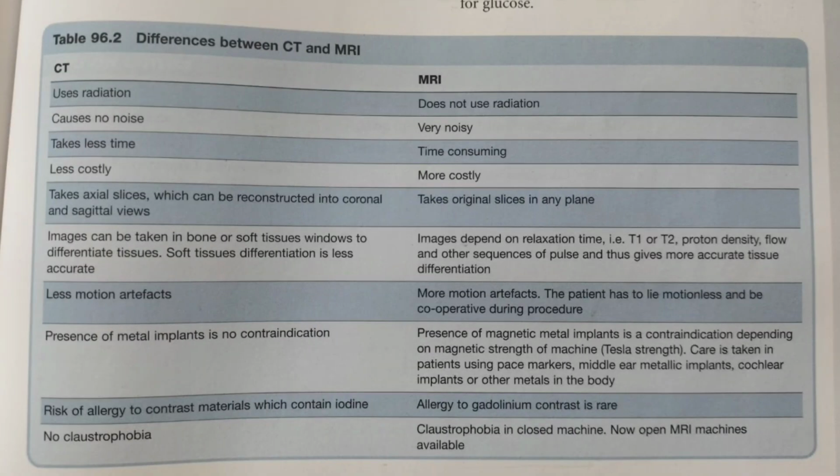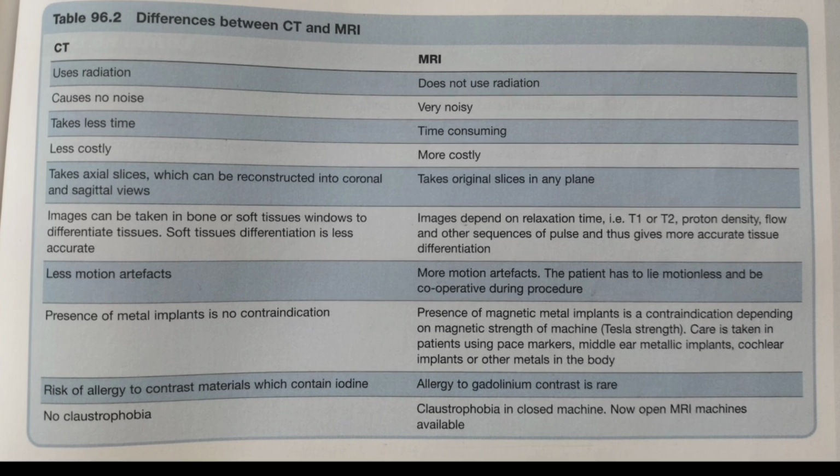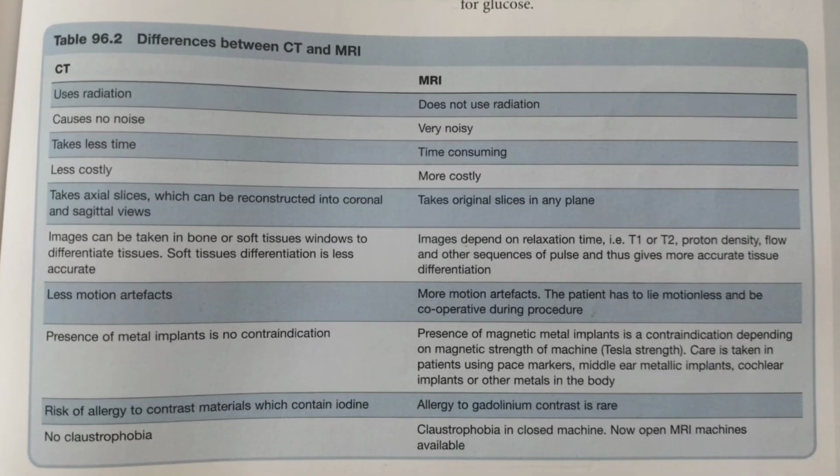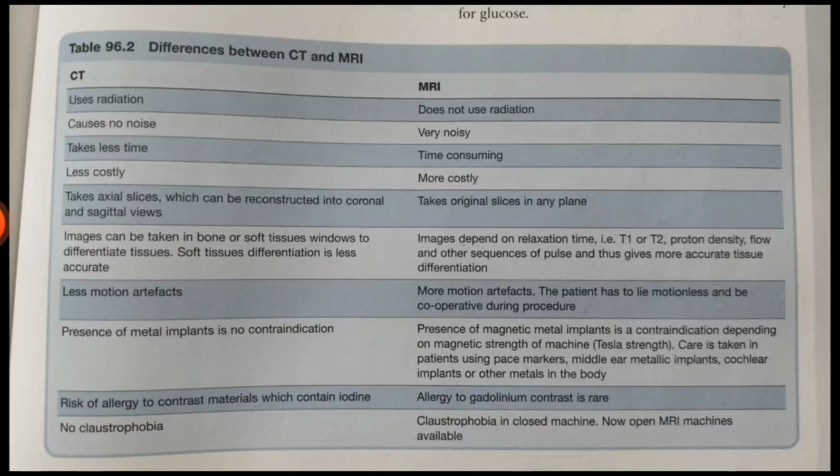One of the most important questions: difference between CT and MRI. CT is computed tomography. CT uses collimated X-ray beams, that is radiation, and causes no noise. When these collimated X-ray beams are passed through different body tissues, they are differentially absorbed, and the degree of attenuation of these beams is expressed in Hounsfield units.